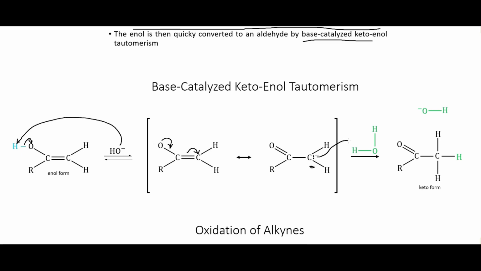So this can then grab one of the hydrogens off of the water here so that we are forming this hydroxide. So we're reforming our catalyst, which is why it's the base catalyzed keto-enol tautomerism. And so we end up with our keto form right here.